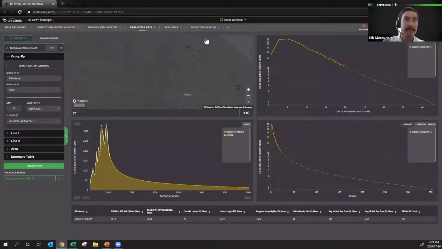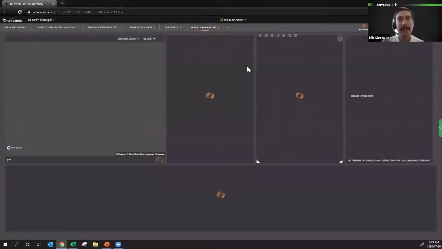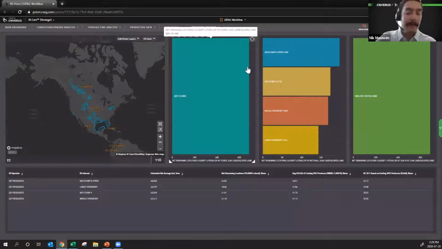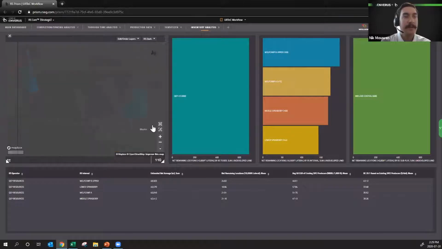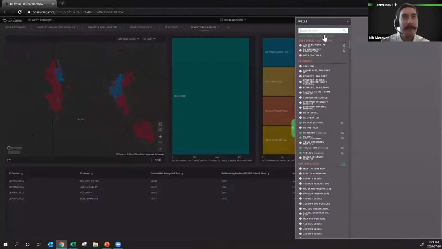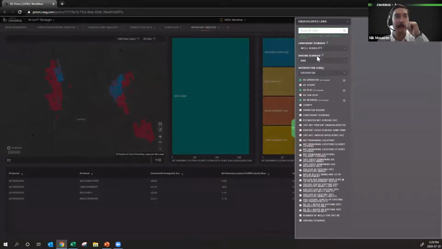So I'm going to go back into Prism, and I have this inventory analysis tab. So within Prism, we have an undeveloped land module. And essentially what that is, it takes all the operator shape files that we have for their land within the platform, and it does inventory analysis on all of that land. And essentially once we have that, we can spin it up by whatever metrics we want. So I'm quickly going to go into the filtering for the undeveloped land.